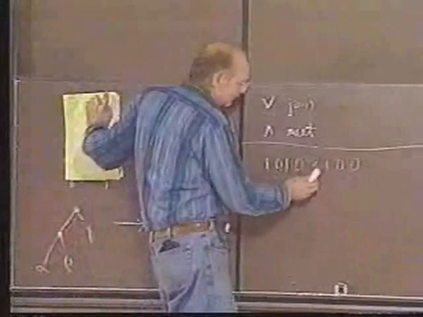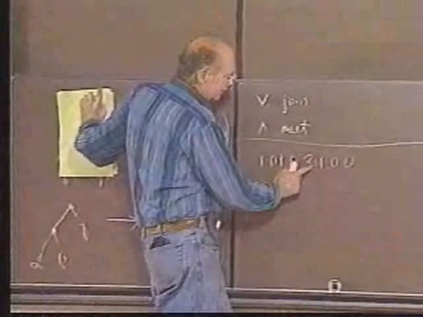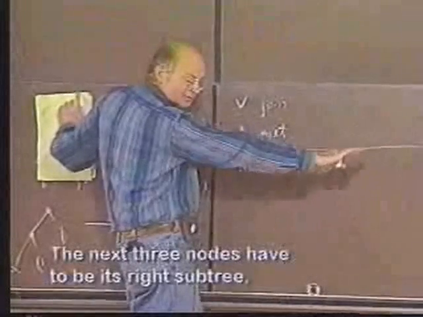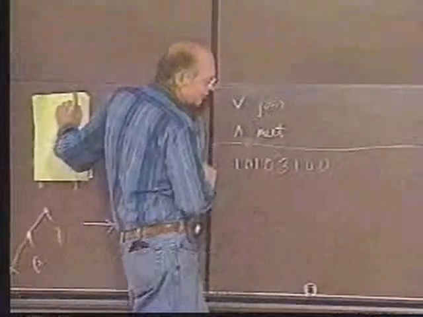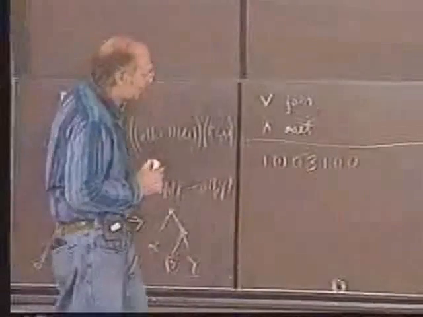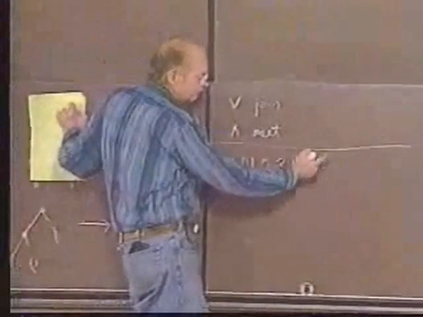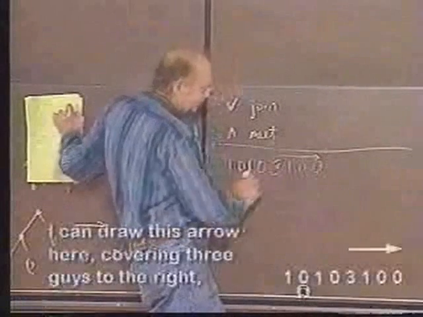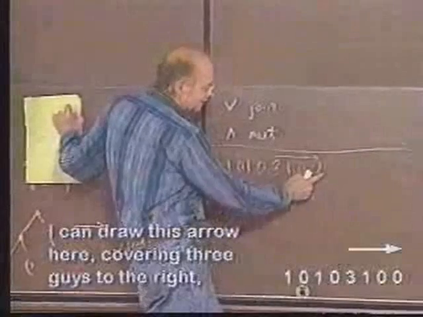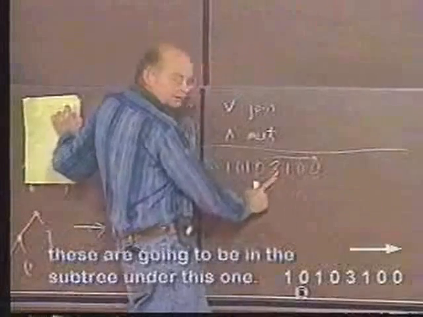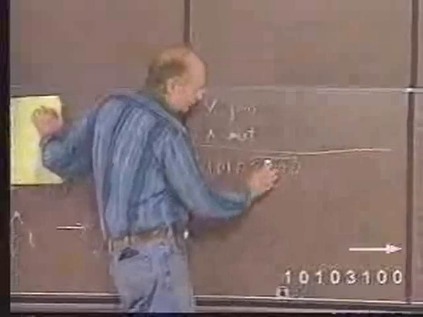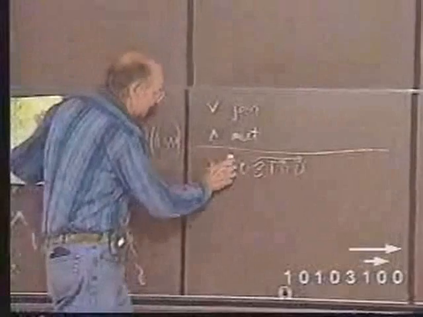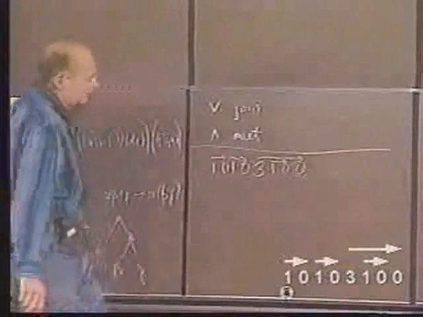Well, for example, this node here has three. It means that there are three other nodes. In fact, the next three have to be its right subtree. So the next three nodes after this one are going to be the subtree nodes. I can draw this arrow here covering three guys to the right, saying that these are going to be in the subtree under this one. Similarly, this one protects that zero here. This one's going to cover this zero. This one's going to go like that.